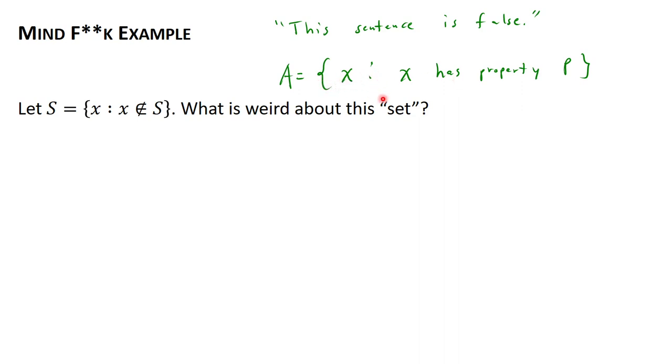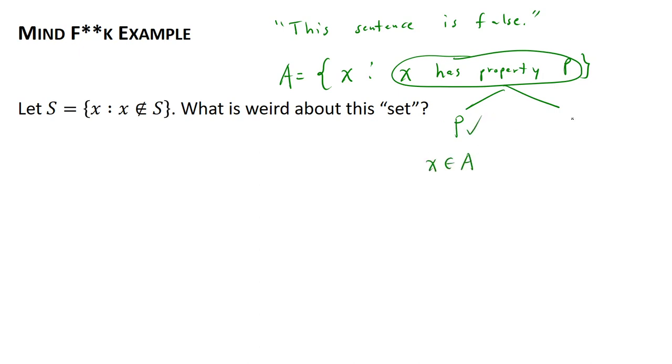Ulit ha. Ibig sabihin, dalawang bagay yung sinasabi nitong description na ito. Dalawang bagay ang kanyang sinasabi. If an object has property P, then that object will be in set A. Okay? If an object does not have property P, then that object will not be in set A. So, yun ang sinasabi nitong set builder notation. Okay. What is weird about this set?